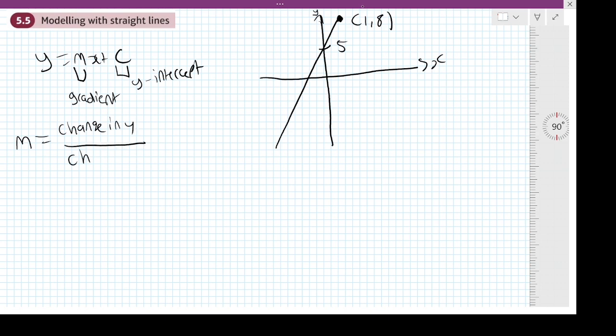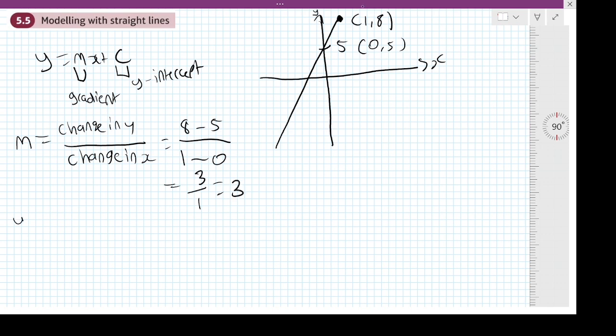With any two given points on the line, we firstly do the change in the y coordinate. Take the point (1, 8), so the y coordinate's 8, and then I'm taking away the y coordinate of the point (0, 5), the y-intercept, which is 5. Then we do change in x: we take away the x coordinate of 1 minus the other x coordinate, which is 0 because it's on the y-axis. Therefore the gradient would be 3 over 1, which is 3.